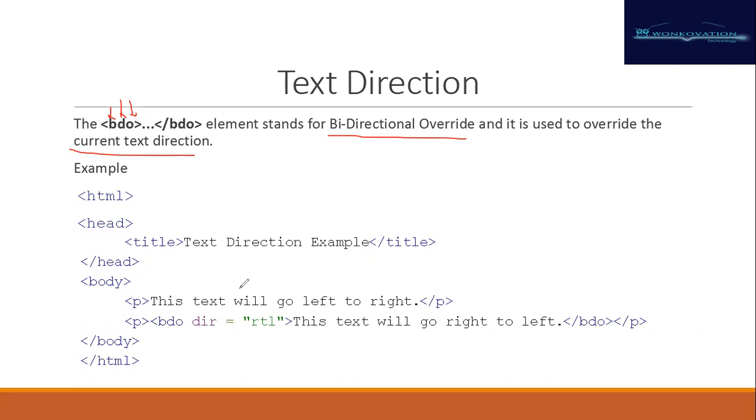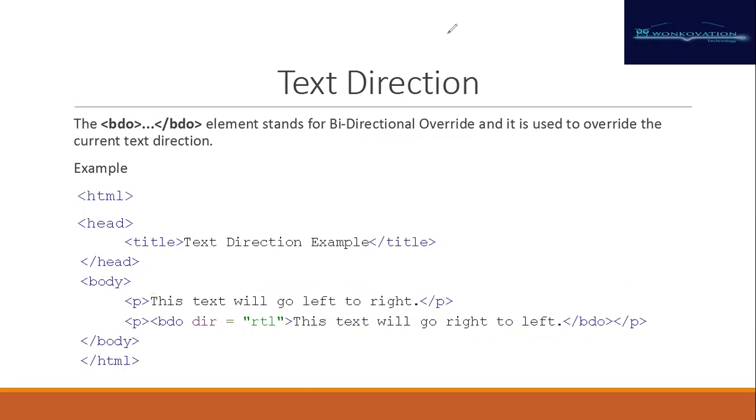So in the general English language, how do we write? We write from left to right, correct? This line, this text, is going left to right. But if we want to write from right to left, how can we write? We will use BDO and give the direction, which is an attribute of BDO, written DIR, and we will say right to left. That way, whatever text we give over here will go right to left.